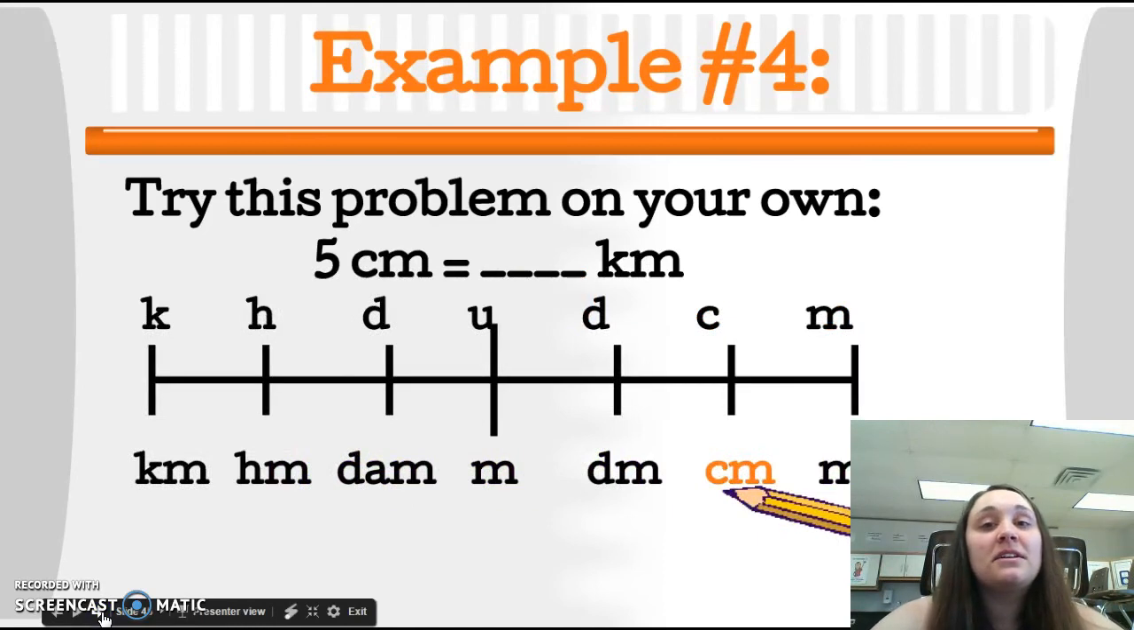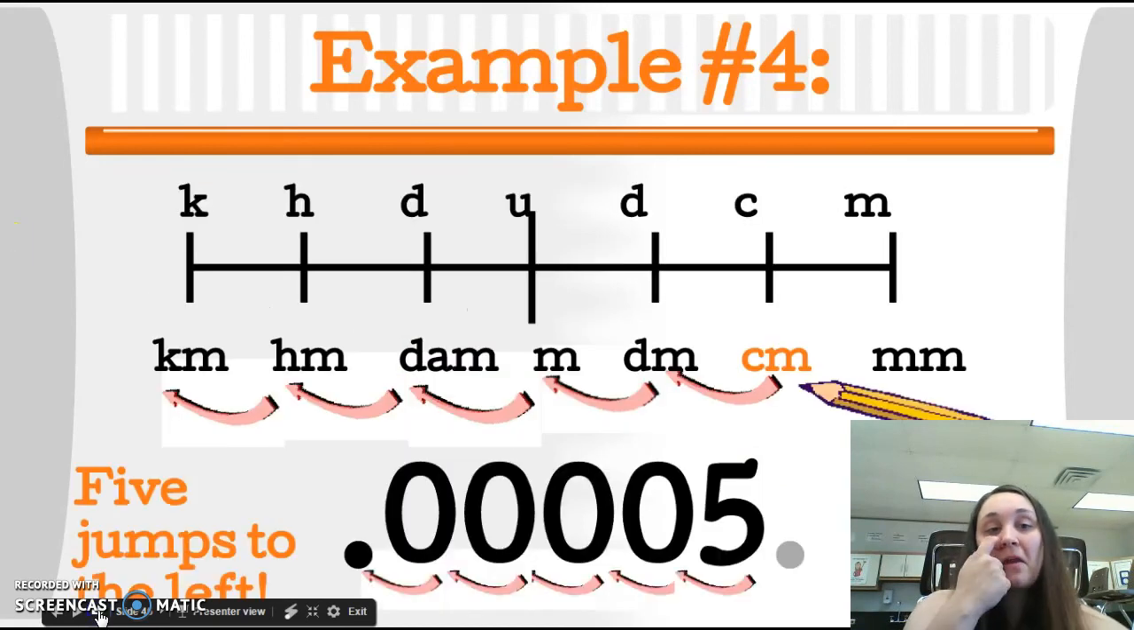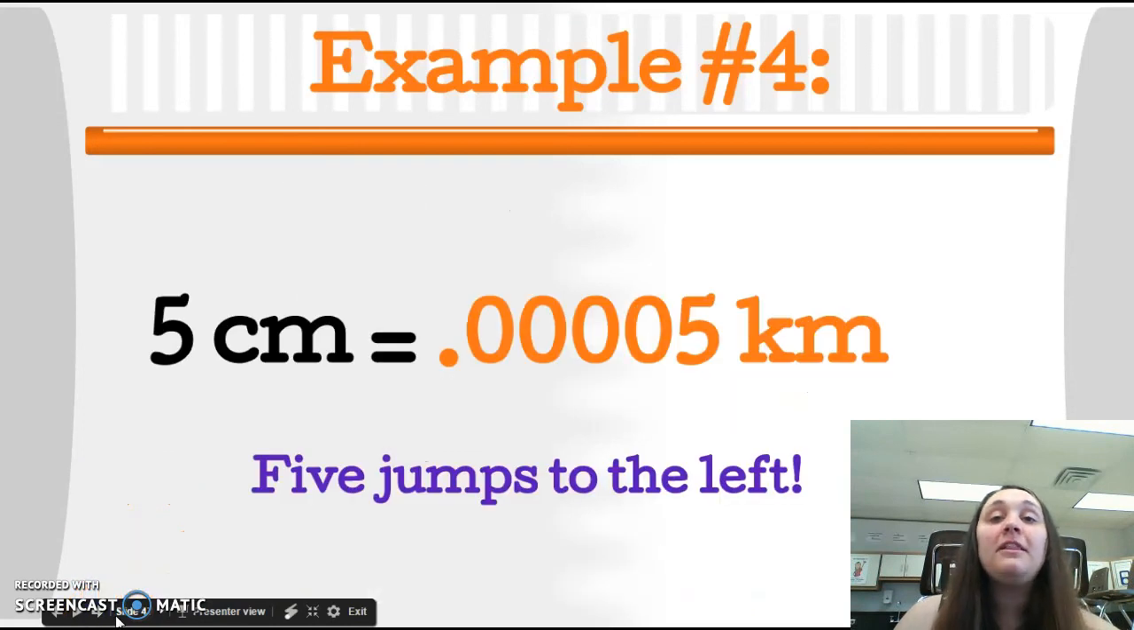5 centimeters to kilometers. So centi to kilo, and we're going with the same base unit, so that's okay. 1, 2, 3, 4, 5. So from the original number, there's no decimal, so that's weird. Well, it actually is an invisible decimal. It goes after the 5. So we're going to move this invisible decimal this way. 5 jumps to the left. So here is our invisible decimal. And then we move it 5 jumps to the left, and that is your answer in kilometers.